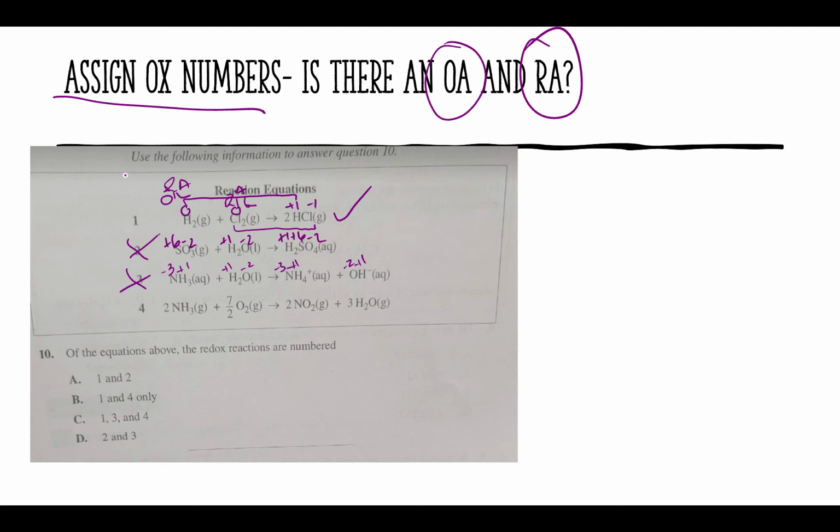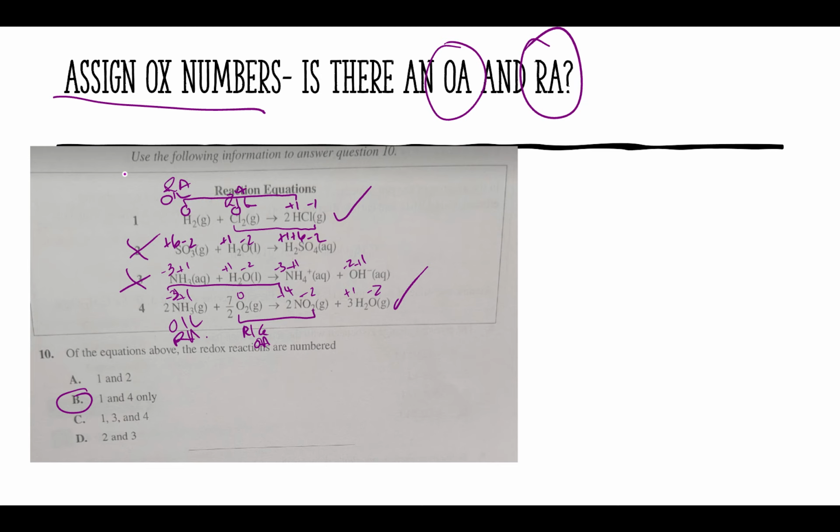Looking at that last one, sorry, that's a -3, oxygen 0, -2 on this side, +4, -2, +1. So oxygen is changing from 0 to -2, so it is gaining, making it an OA, and nitrogen is going from -3 to +4, so it is losing, making it an RA. So this is definitely a redox reaction. So your answer here is 1 and 4 only, and that's how we'll do it.